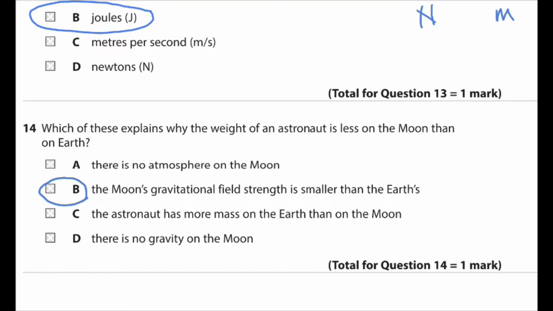Moon has a less gravitational field. The reason is moon is smaller. Moon has less mass than the earth.